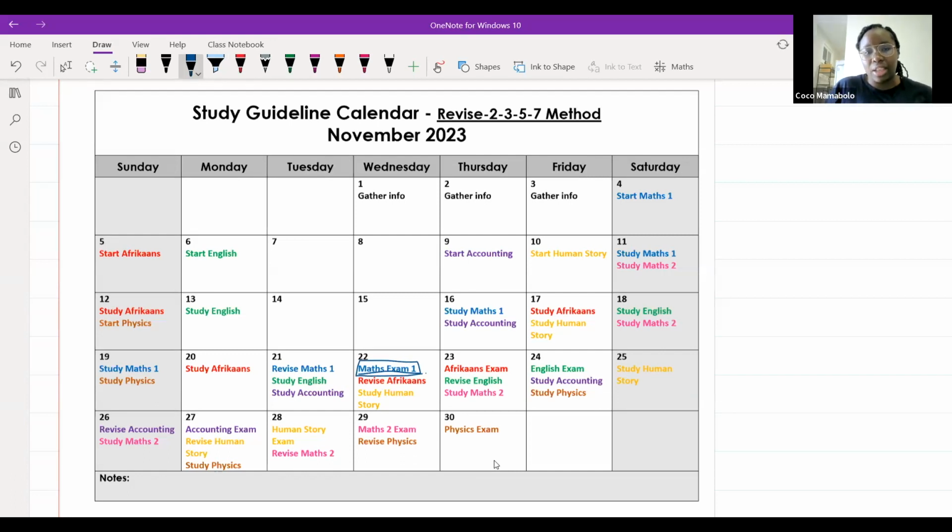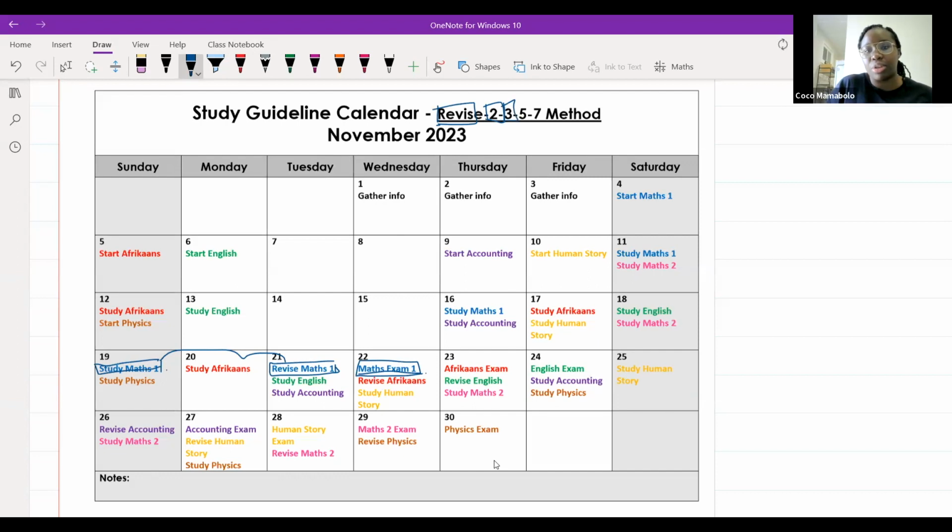Now on the next day, he writes revise maths 1. So on the day before his exam, he needs to revise. Then he's going to count 2 days, 1, 2. On the second day, 2 days after, he must study maths 1.